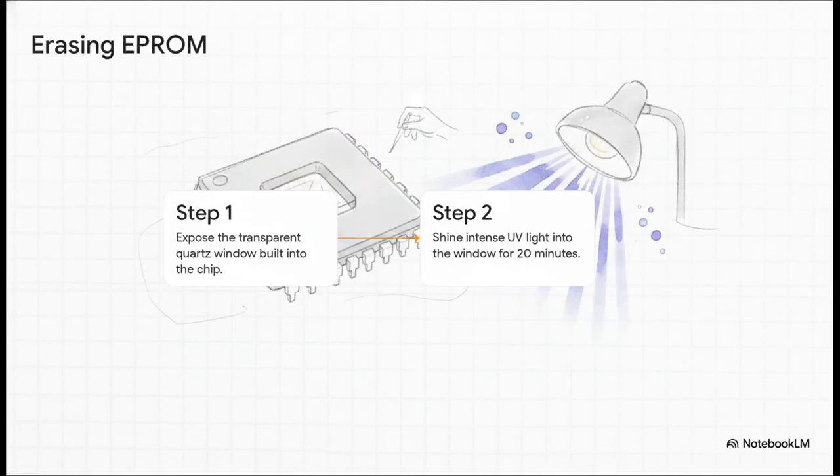Erasing these things was a highly manual process. Step 1 required exposing a transparent quartz window built directly into the top of the chip. Step 2, you had to physically remove the chip from the machine and shine intense, concentrated ultraviolet light directly into that window for up to 20 whole minutes. The UV light would dissipate the charge inside the chip, wiping the slate clean so you could program it again. It worked, for sure, but obviously giving a computer chip a highly targeted sunburn wasn't exactly user-friendly.